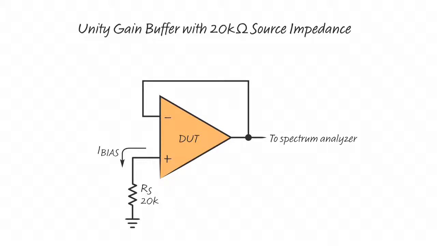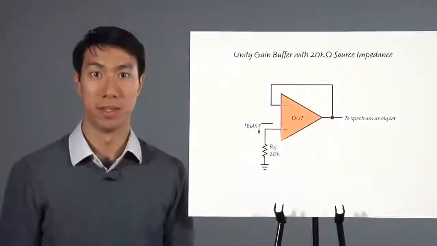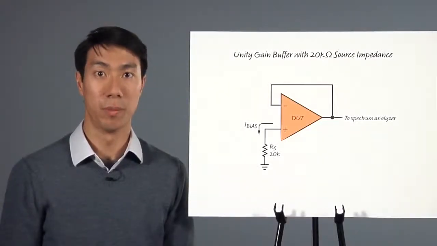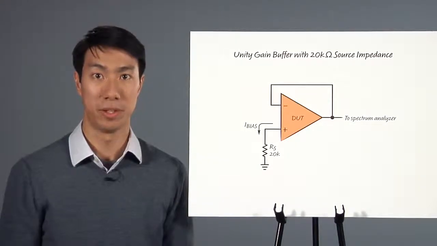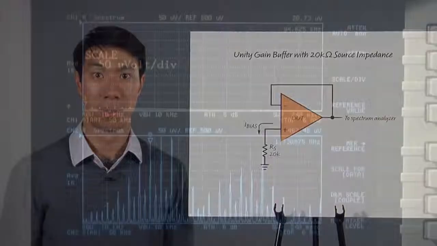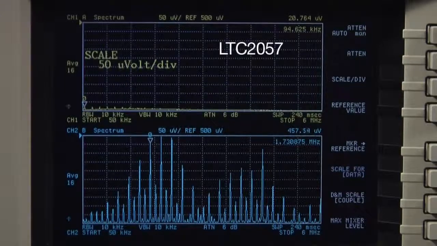Let's try adding some source impedance to our circuit to observe the clock feed-through phenomenon. This is the same circuit as before, but I have added a 20K resistor to each DUT's input. We are now comparing the LTC2057 to an amplifier from competitor B. Spurious signals are visible in the spectrums of both parts. However, these artifacts are much less pronounced in the 2057 circuit.